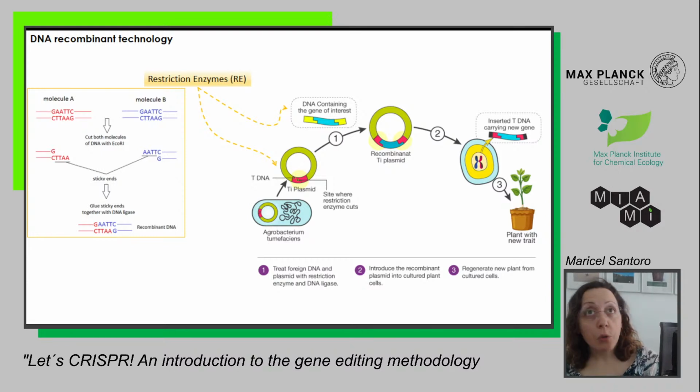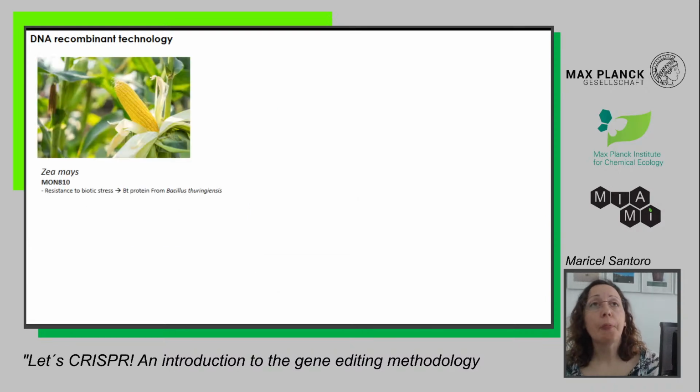And actually this has been used in crops, and one example is the maize MON 810, or the Bt maize, as some people know it. It is resistant to biotic stresses, so there are a lot of pests that can have deleterious effects on the crops. What scientists did was take a protein produced by a bacterium, Bacillus thuringiensis, and put it inside the maize. So the maize is resistant to these biotic stresses, and we don't lose crops.